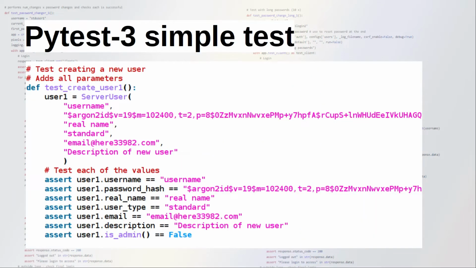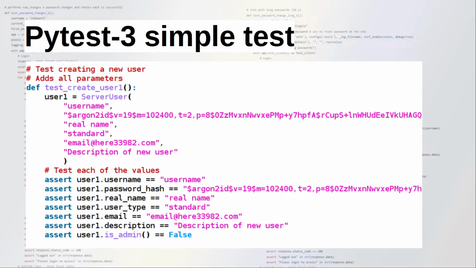Here is an example of one of the tests that will be performed. This is known as a unit test, as it tests a particular unit of the code. I'll be explaining more about the different types soon. In this case, it's testing the server user class. It creates an instance of the server user class with some values, then checks that those values are set correctly.